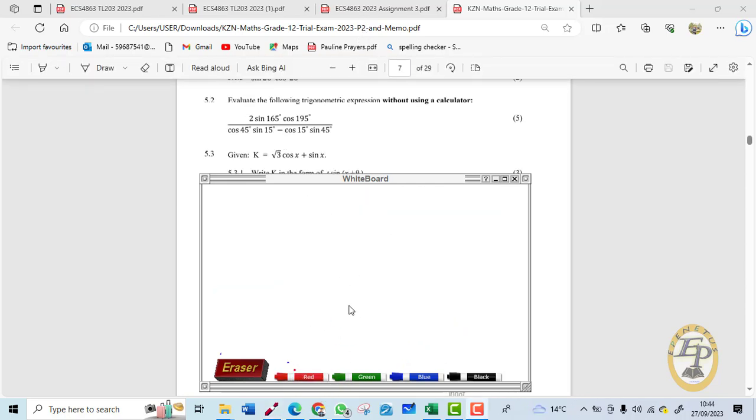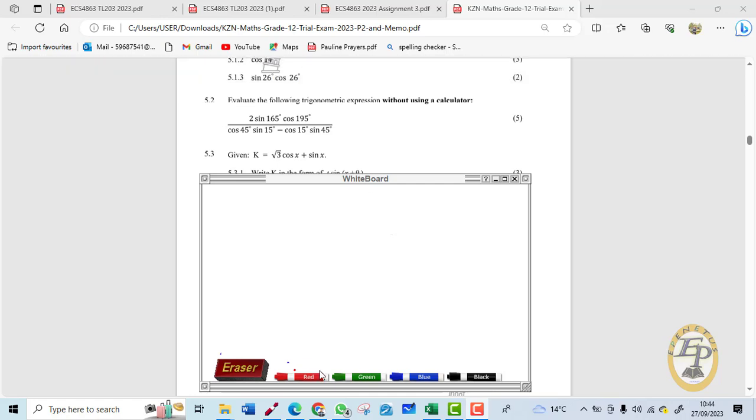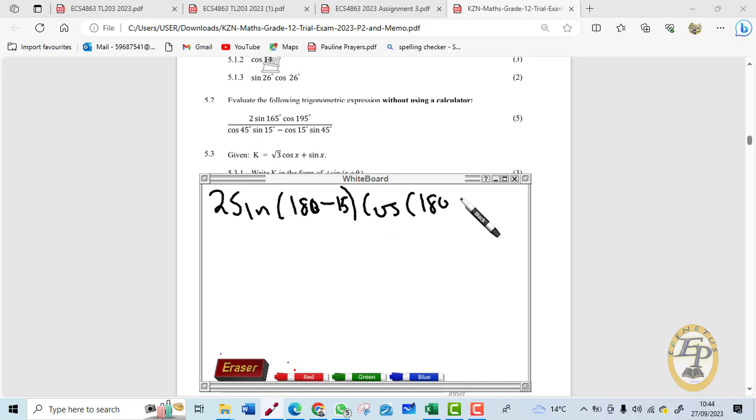So the next question says evaluate the following without using a calculator. Okay, so we are given 2 sine 165 cos 195. For the purpose of this class, I'm going to expand this. It's going to be 2 sine, this is 180 minus 15. Then the next one is cos 180 plus 15.